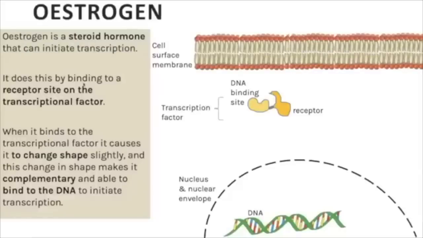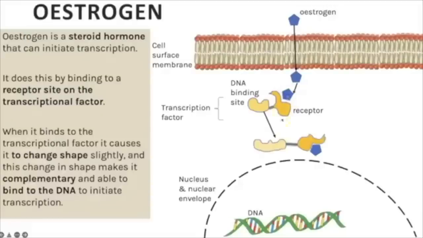The way it does this is, first of all, because it's steroid based, which is a lipid, it can diffuse through the cell surface membrane into a cell. It will then bind to the receptor. So estrogen is complementary in shape to the binding site of the receptor on the transcription factor. When it binds, it causes the DNA binding site to slightly change.